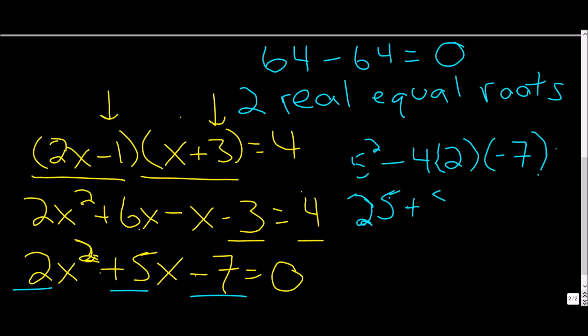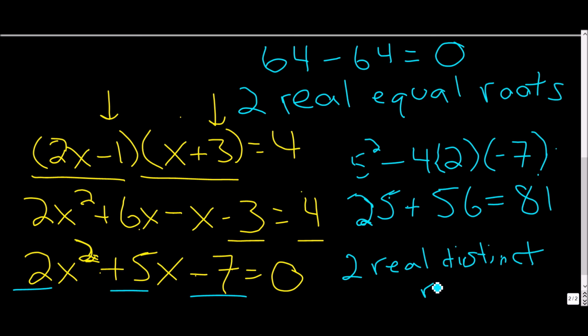So this becomes a positive 56. That together makes 81. Now, it doesn't matter what this number is, right? We know that 81 is greater than 0. So we're going to have 2 real and what is called distinct roots.